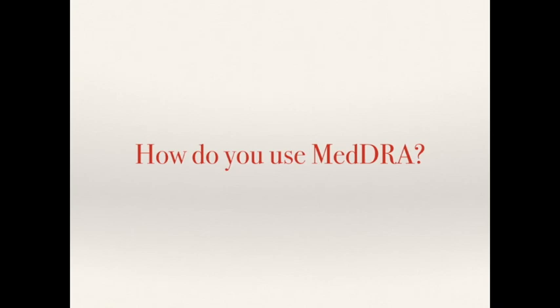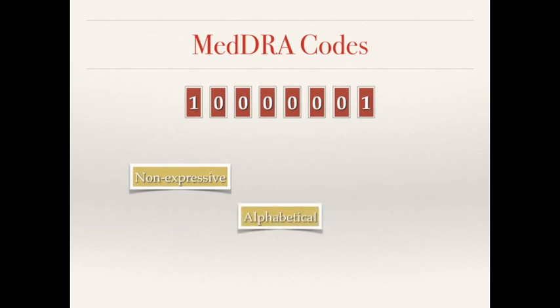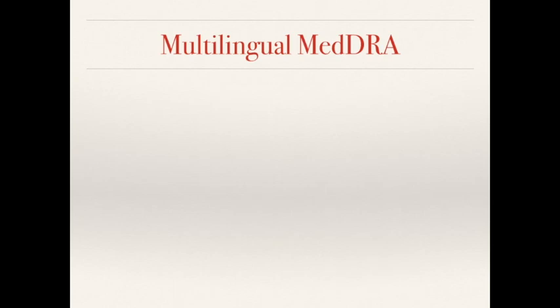We now go to the highlight of this presentation, which is coding with MedDRA. The MedDRA codes are composed of 8 digits, and each term is assigned a code. The codes are non-expressive and are initially assigned alphabetically by term starting with the sample code in this slide. New terms are assigned sequentially. The list of terminologies with their corresponding codes is updated twice yearly with each MedDRA release. It is also important to note that MedDRA is multilingual.